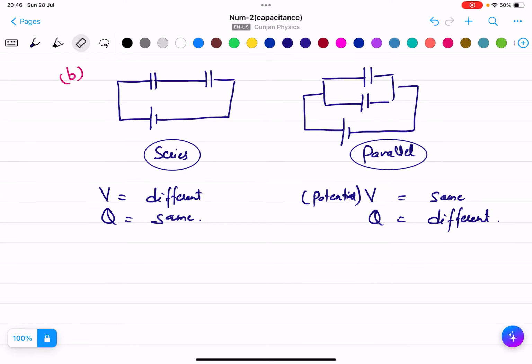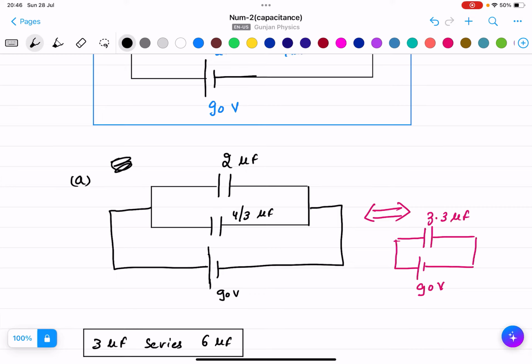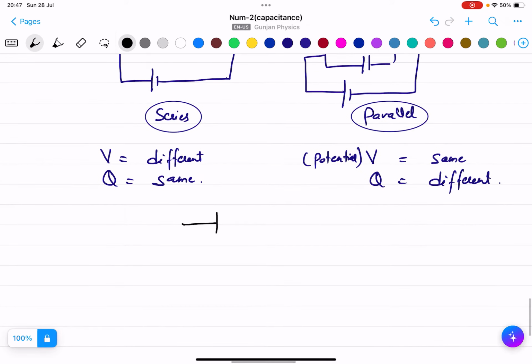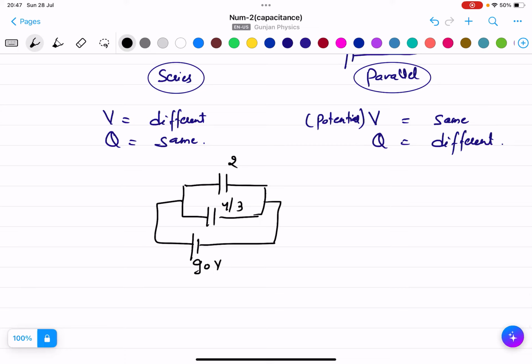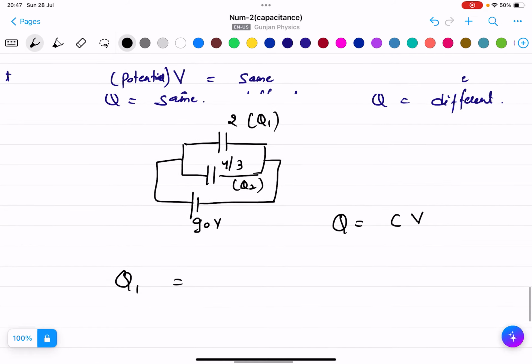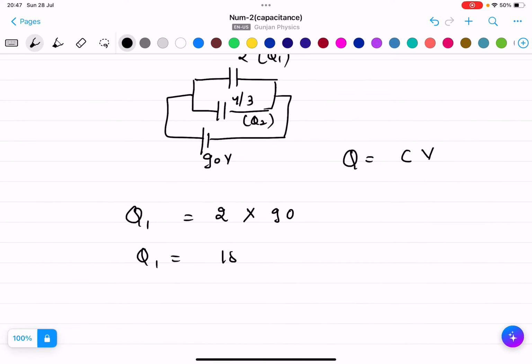So how will we find out? Again, we will go to this figure. In this figure, you can see 2 and 4 by 3 are in parallel, so their charge will be different. Let us make this figure again: 2 and 4 by 3, with a potential of 90 volt. Suppose I need to find Q1 and Q2. We know the formula Q equals CV. The capacitance is 2 and the voltage is 90. Then Q1 equals 180 microcoulomb.